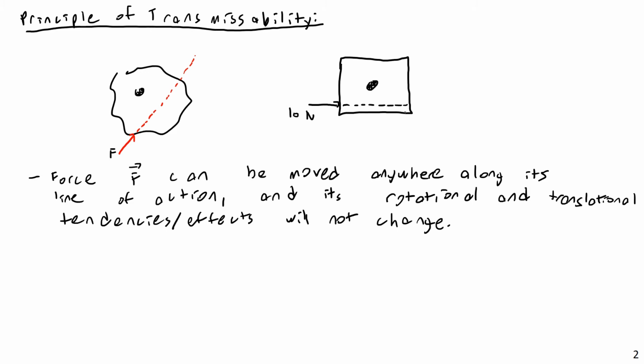What I mean by that is, imagine instead of pushing at that location with a force of 10 newtons, on the opposite end here, again in line with its line of action, I were to instead pull with 10 newtons. Maybe I attach a rope to it and pull with a force of 10 newtons. It wouldn't matter if I was pushing on this end or pulling on this end with a force of 10 newtons. It would have the exact same tendency to move the object and rotate the object.